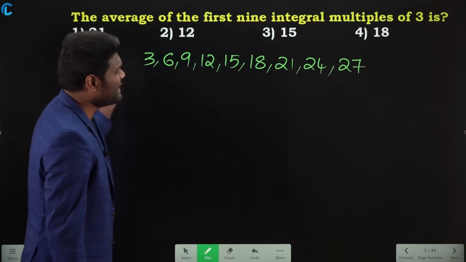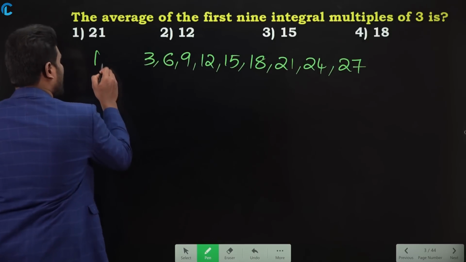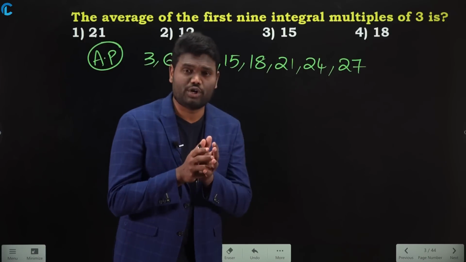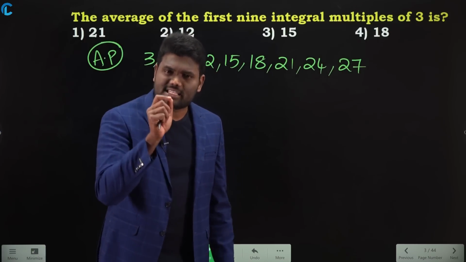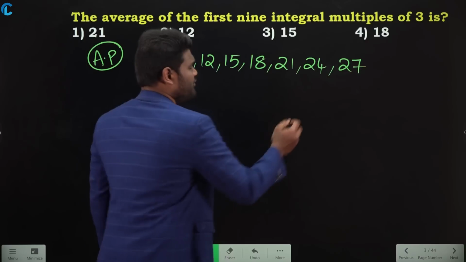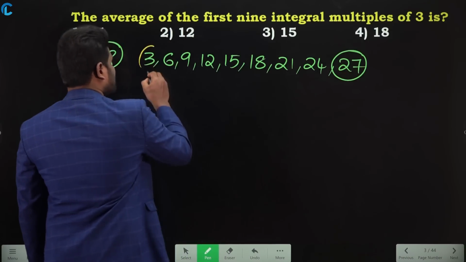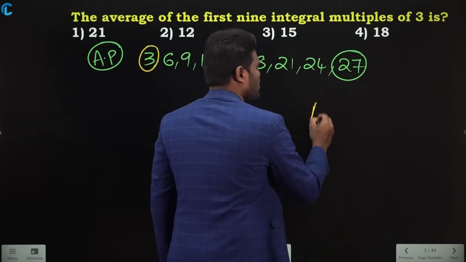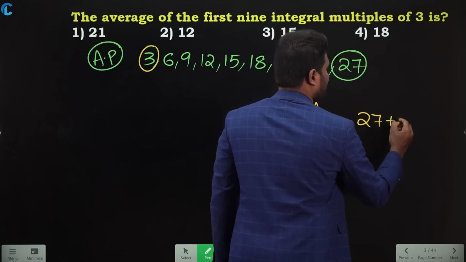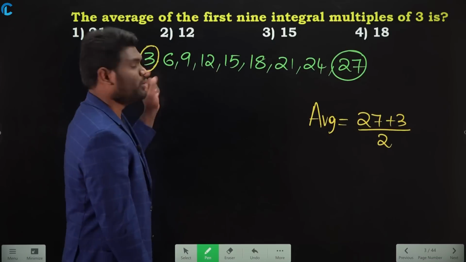Now he is asking us to find the average of these numbers. Already we know that this series is in arithmetic progression. If the given series is in arithmetic progression, what I have told you, the average is nothing but highest number plus lowest number by 2. That is what we have discussed. Yes or no? So the highest number is 27 and the lowest number is 3. So the average is going to be 27 plus 3 by 2.